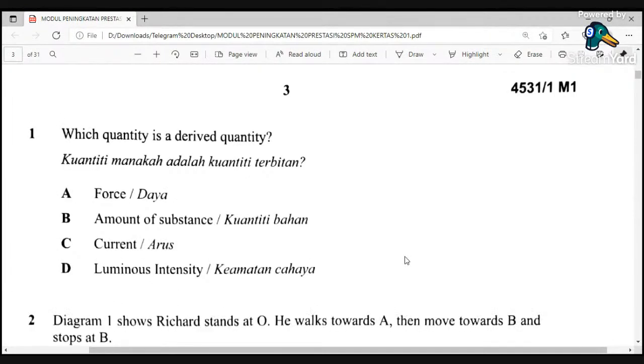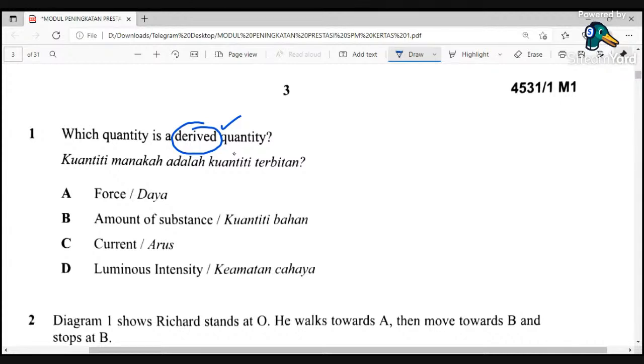Okay, let's look at number 1. Soalan nombor 1. Which quantity is a derived quantity? Okay, derived. So you must be able to differentiate between base and derived. For base quantity, we call it a quantity that cannot be defined in terms of other physical quantities. But derived quantity, it can be defined in terms of other physical quantities through multiplication, division, or both of operation. Maksudnya kalau derived tu dia ada formula untuk you all calculate.